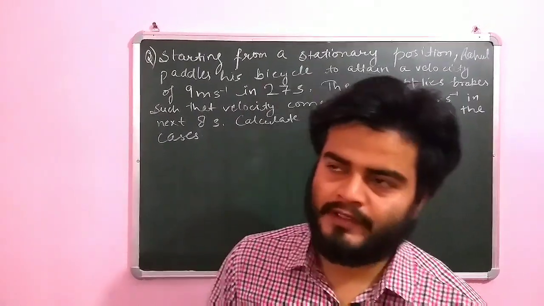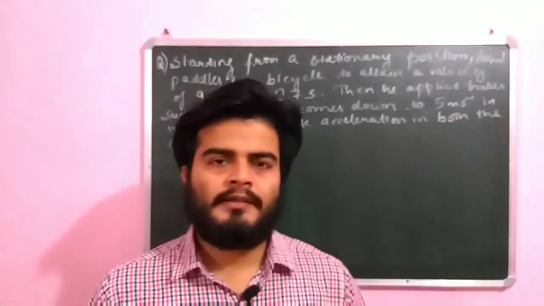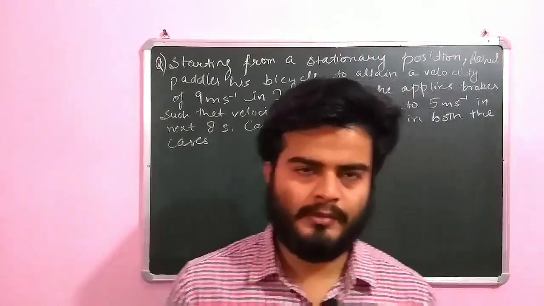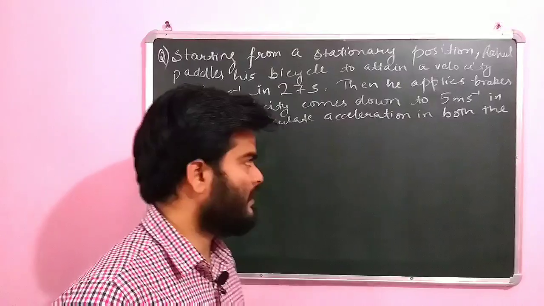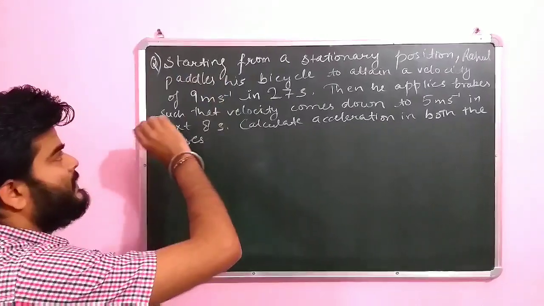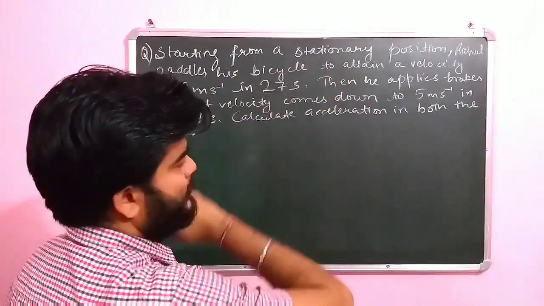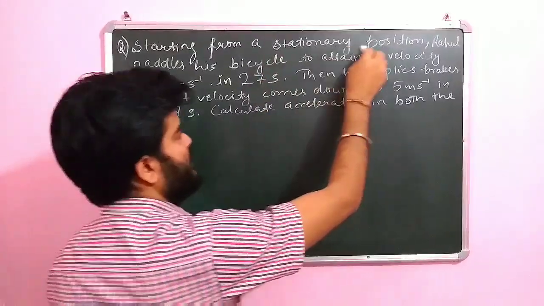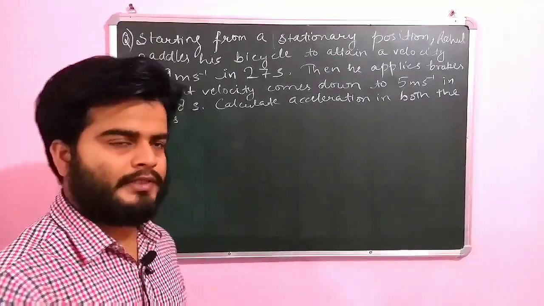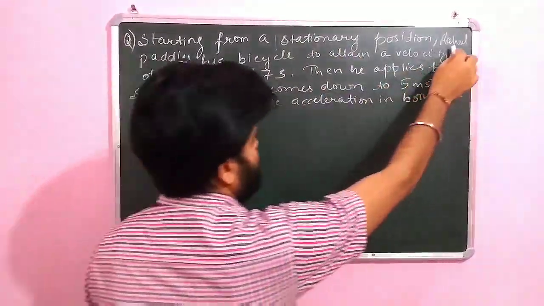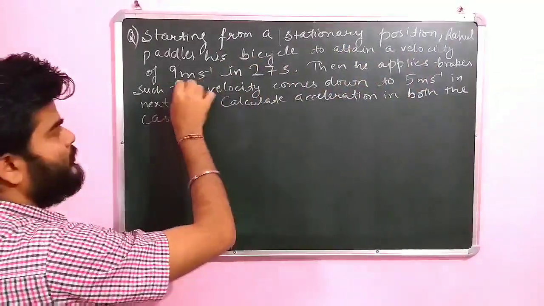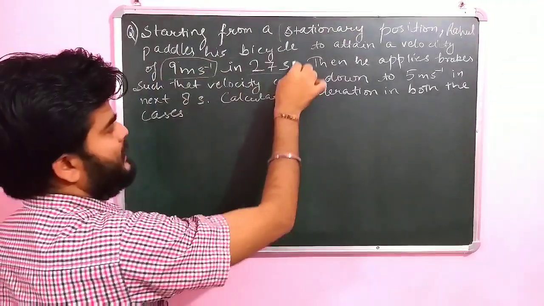And today we will start with a numerical because we have done the acceleration part yesterday, so we will do a numerical first on that topic. Let us read the statement. Statement says starting from a stationary position. Now this is important. Stationary position means it was at rest. So starting from a stationary position, Rahul pedals his bicycle to attain a velocity of 9 meter per second in 27 seconds.